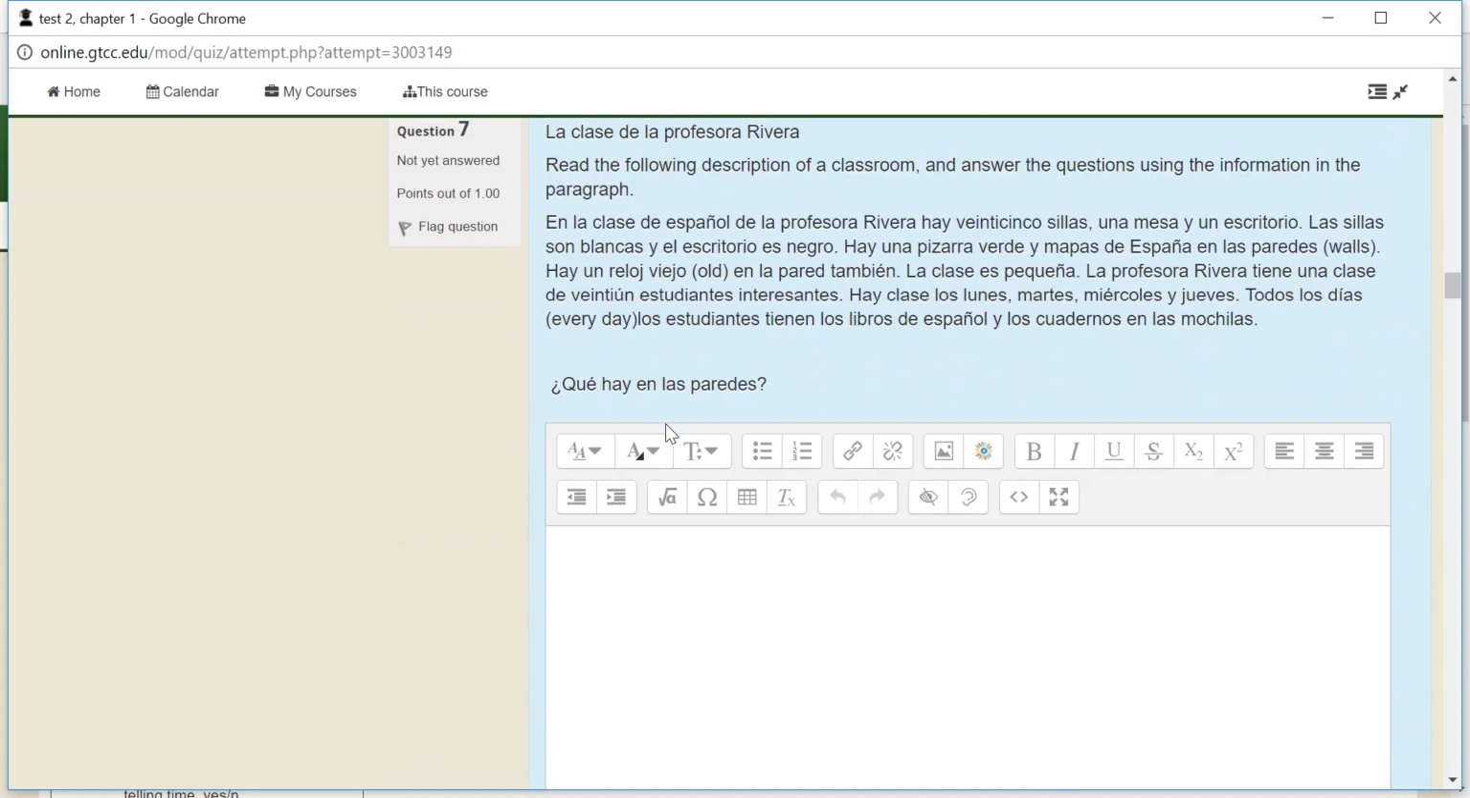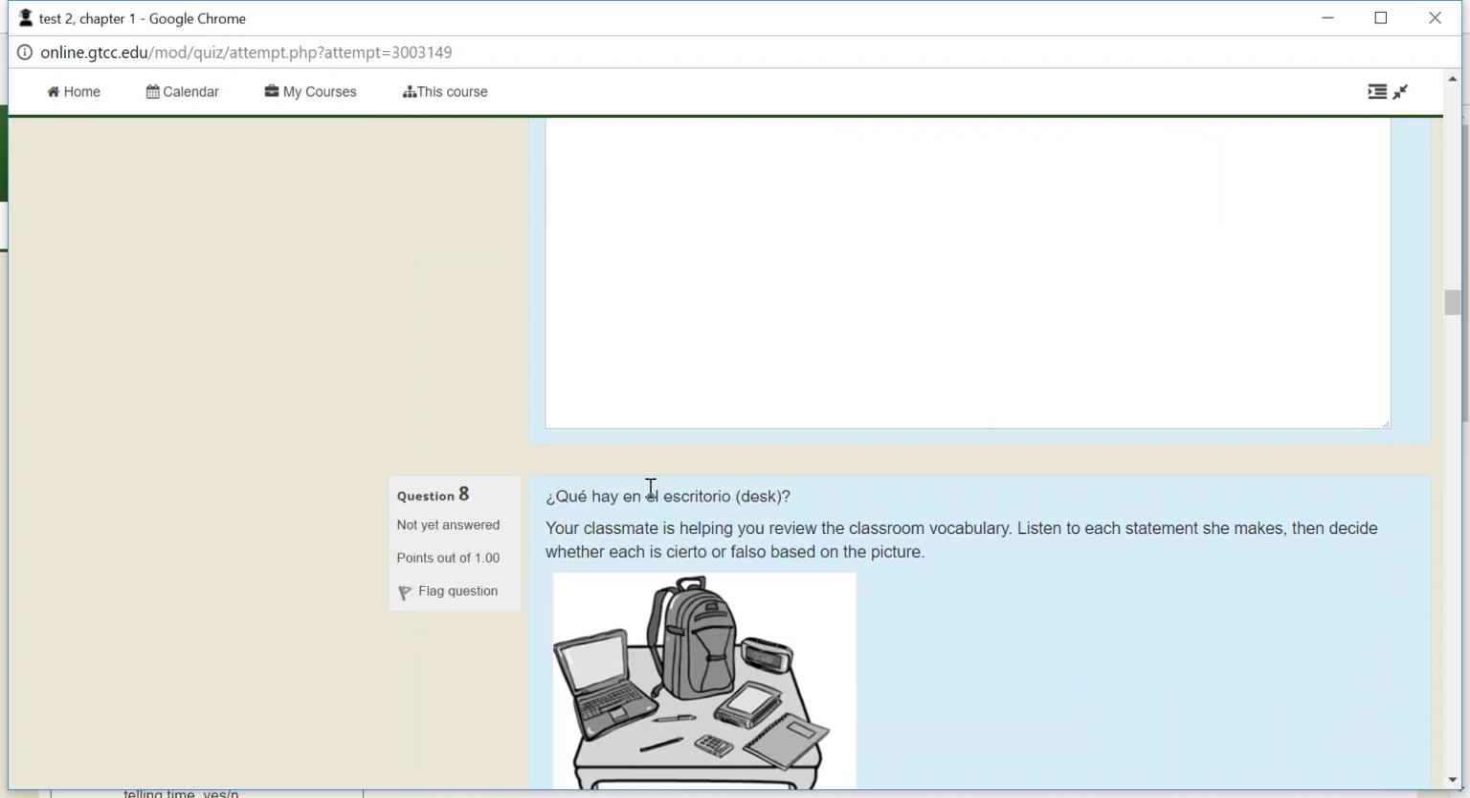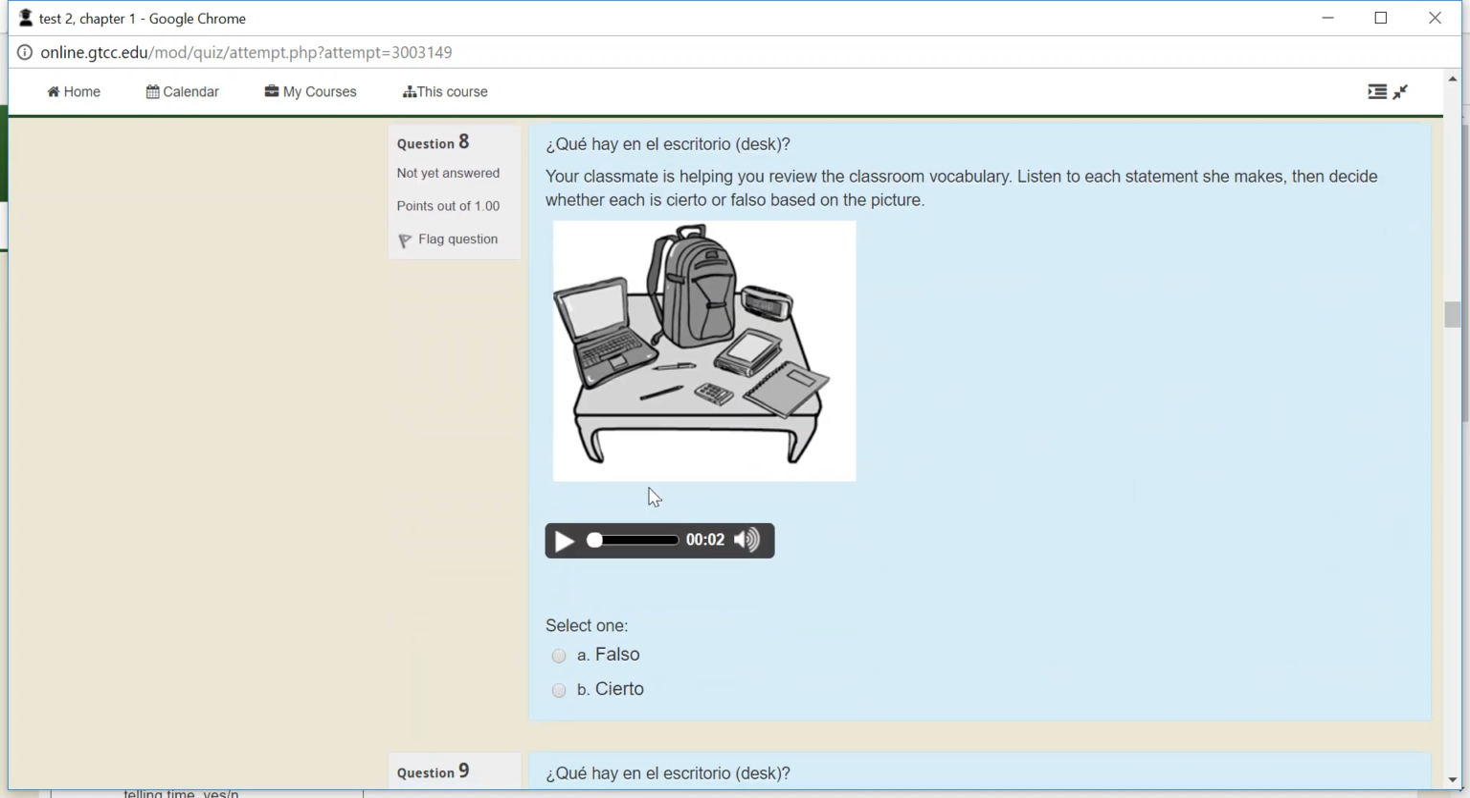Okay. These have to be manually graded, so when the computer does the grading, it's probably going to count these as wrong. Just remember that after the test is due, I will go back in and give you credit for these. Here, que hay en el escritorio, your classmate is helping you review the classroom vocabulary. Listen to each statement she makes, then decide whether each is cierto or falso based on the picture. So you're looking at the picture, and then you'll click this button here.